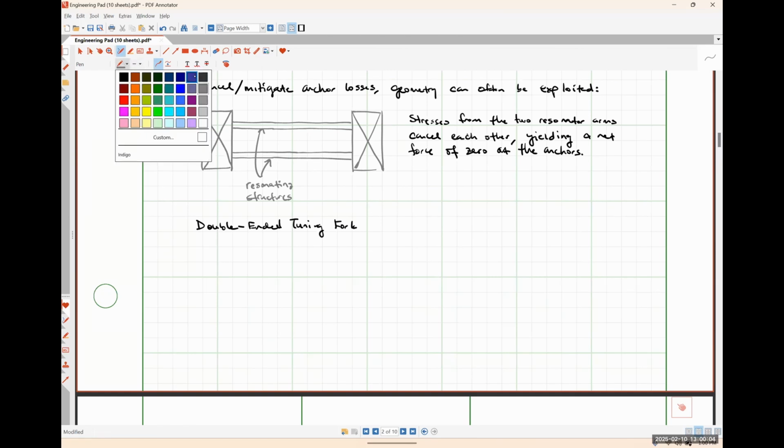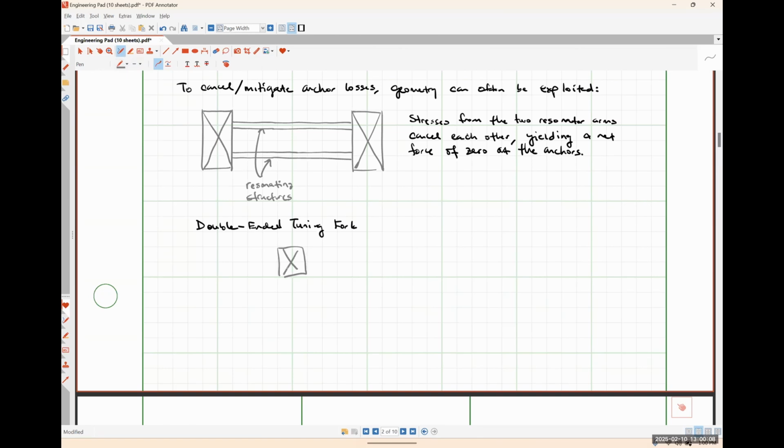Excuse me. Another structure might be something like this. I've got my two anchors like so, and then I can essentially have a double-ended cantilever structure.